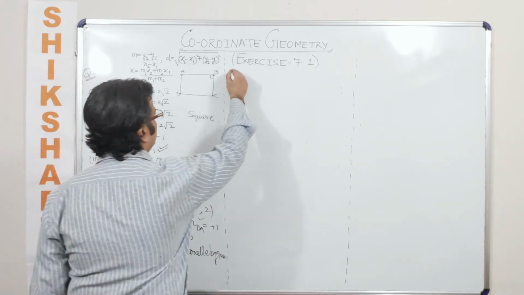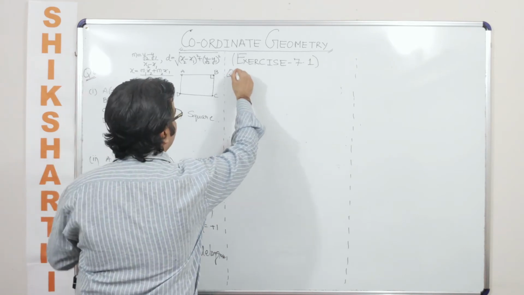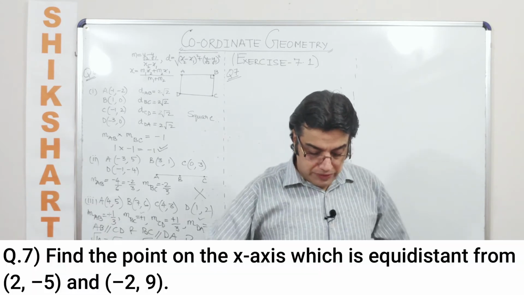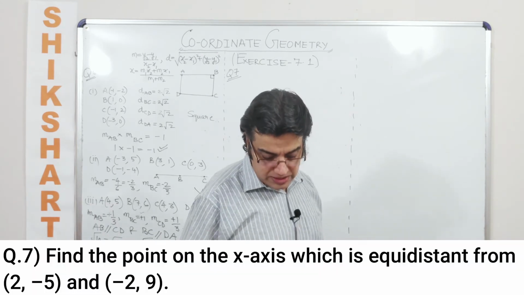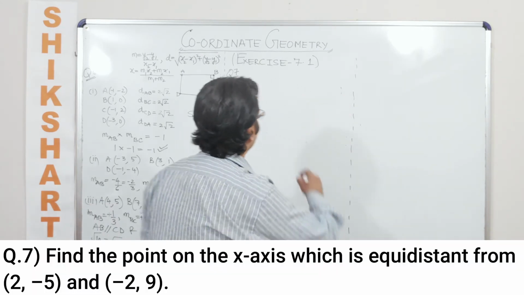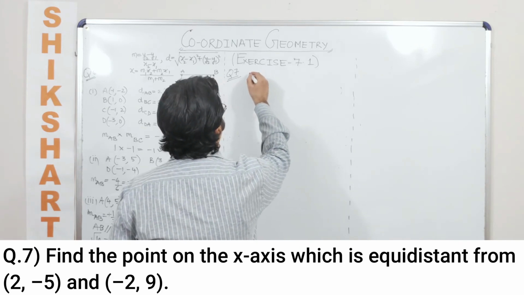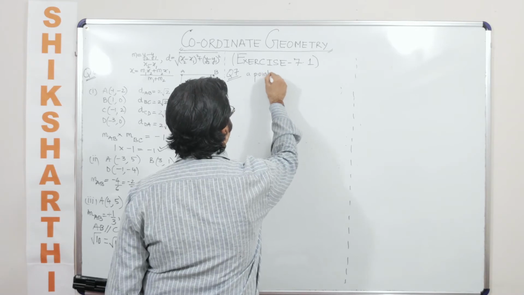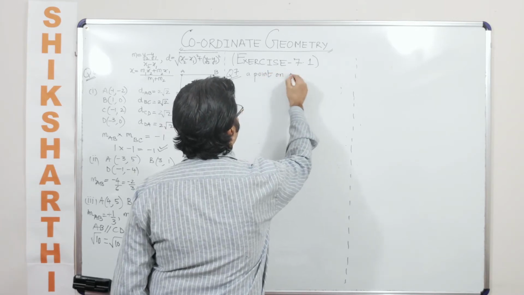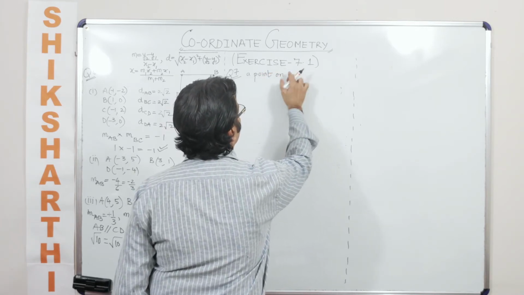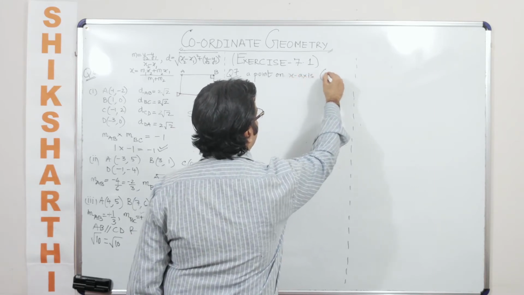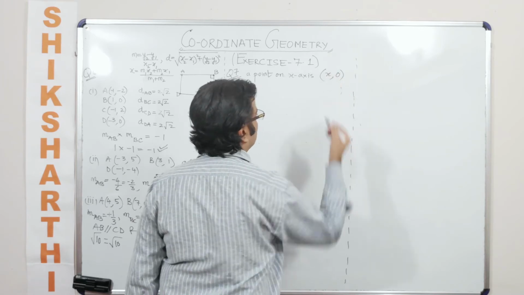Let's move on to the next question, which is question number 7. Question number 7 talks about finding the point on the x-axis which is equidistant from (2, minus 5) and (minus 2, 9). So, a point on the x-axis: we know that on the x-axis, the ordinate will be 0. So, in that case, I can assume it to be (x, 0).